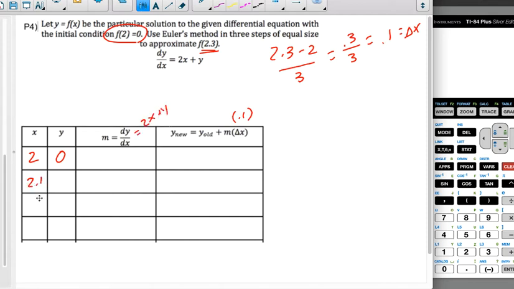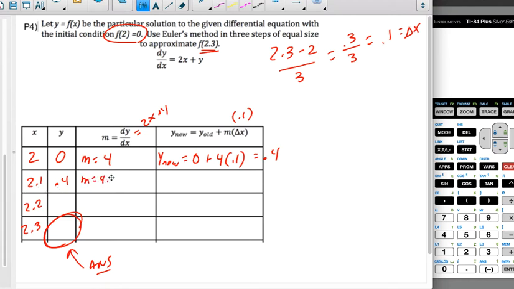So once you know your delta x is 0.1, you can go ahead and plug that in there. So 2.1, 2.2, and then on my third step, I should land at 2.3, which means that this is my answer, right? So the slope is going to be 2x, which would be 4 plus y, so that's 4 plus 0, so 4. My new y is going to be the old y, 0, plus a 4 times the 0.1, which should just give me a 0.4, right? So 0.4. All right, so my slope is going to be 2x, which would be 4.2. 4.2 plus the 0.4, so I get a 4.6.